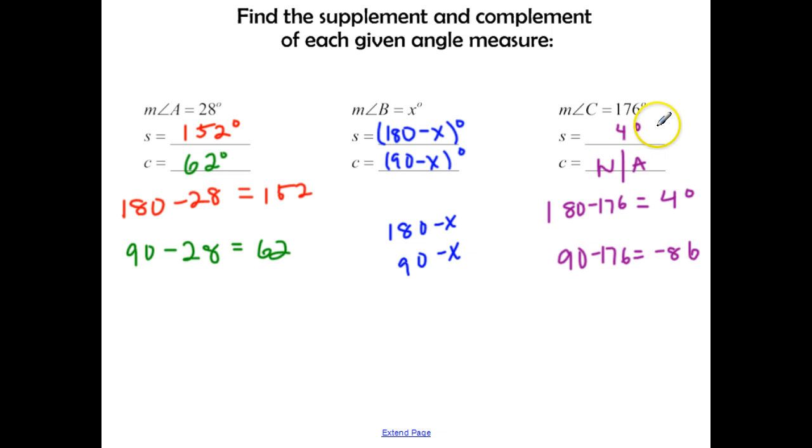On this last example, the supplement should have been easy. 180 minus 176 gives you 4 degrees. Now for the complement, 90 minus 176 equals negative 86. Now, this year in geometry, we are not going to be talking about negative angle measures. We're only going to work with positive angle measures. And so this angle of 176 does not have a complement. So we just say NA, not applicable, or you could put none or does not exist.